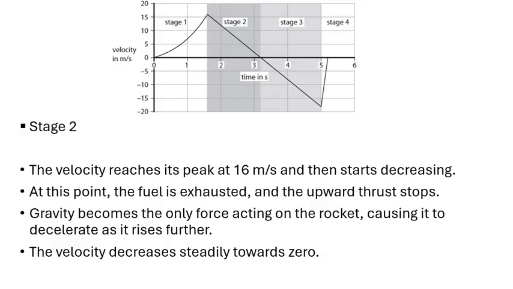In stage 2, the velocity reaches its peak at 16 meters per second and then it starts decreasing. At this point, the fuel is exhausted and the upward thrust stops. Gravity becomes the only force acting on the rocket, causing it to decelerate as it rises further. The velocity decreases steadily towards zero at this stage.